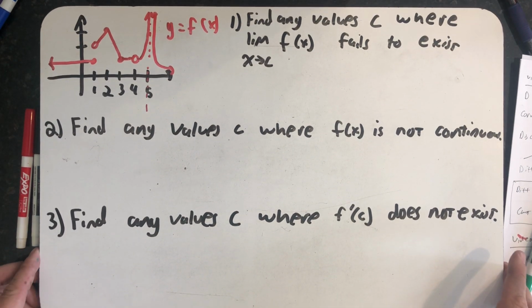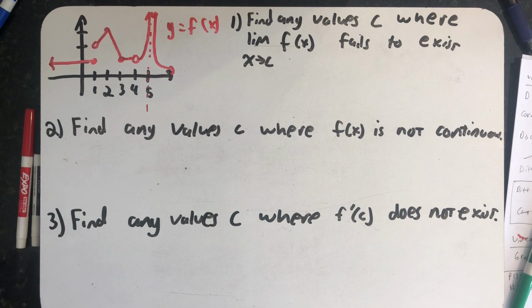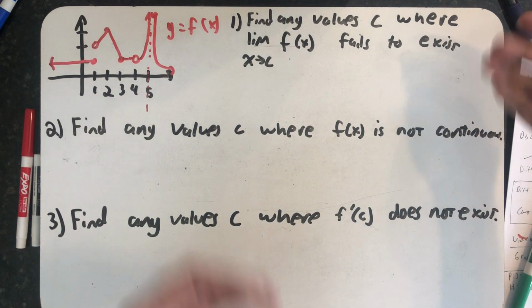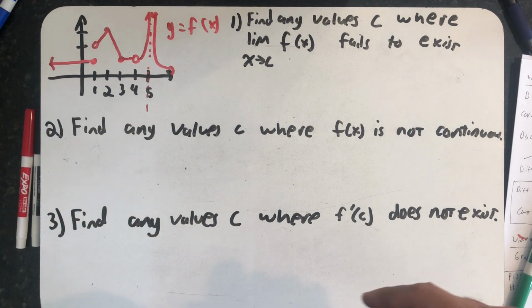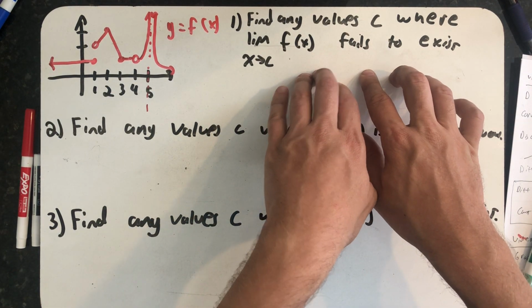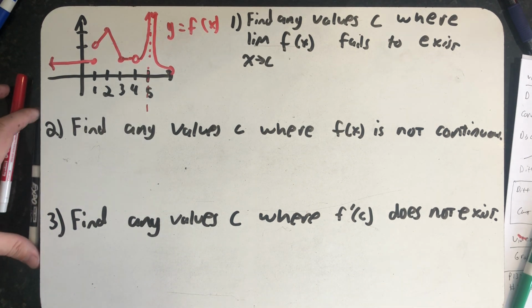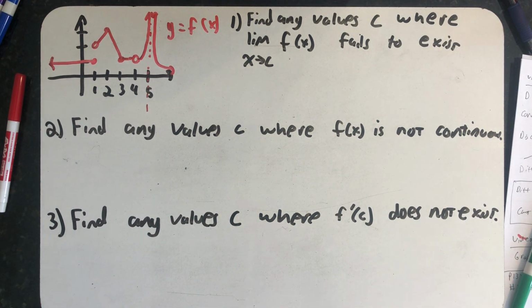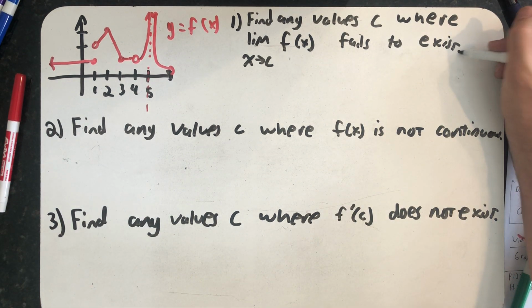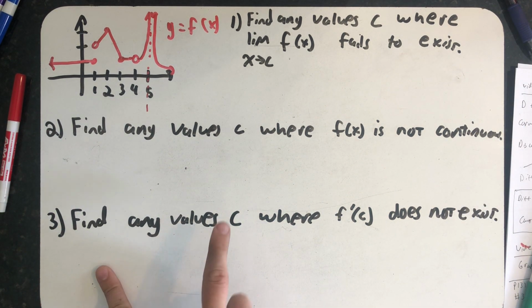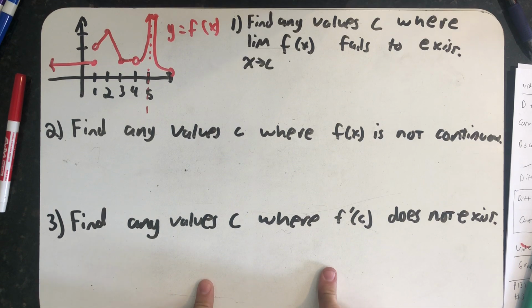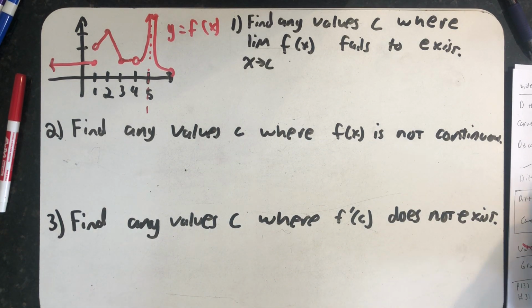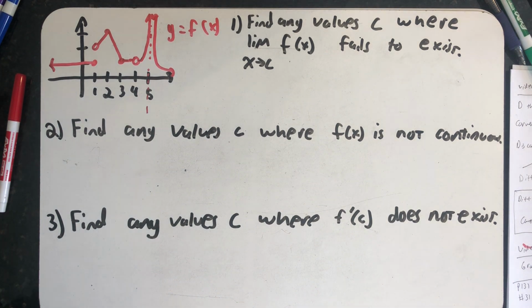I have a function called f of x graphed here, and it's a weird piecewise function. And I have three questions, two of which we've seen in a different example and on lab number 2. Here we're asked to find any values c where the limit as x approaches c of f of x fails to exist. In 2, we're asked to find any values of c where f of x fails to be continuous. And then finally, the new part for us here, we're asked for any value c where f prime of c does not exist. All right, so 1 and 2 questions we've considered before. Number 3, new to this grouping of things, but I feel like these three questions always go together.